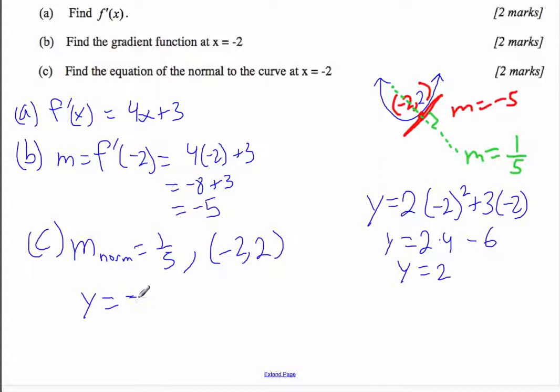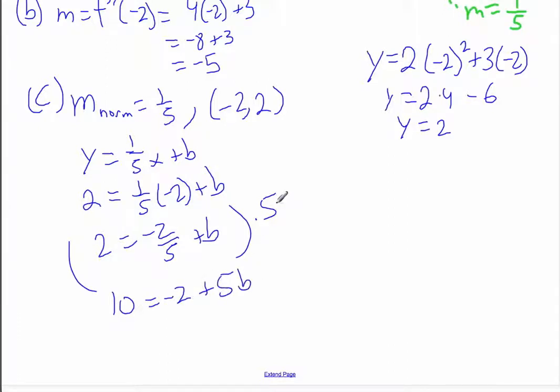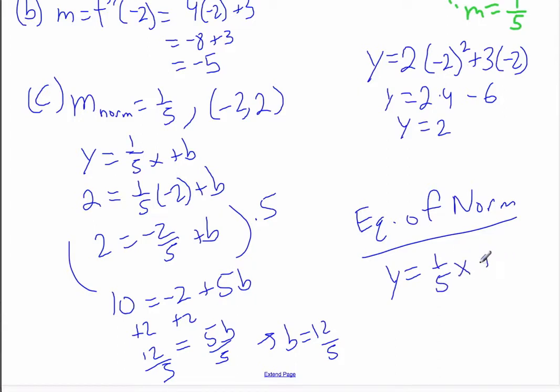It's going to be y equals 1/5 x plus b, and then substitute in a point. That point is the only one we have. So we'll substitute that in and solve for b. So that's going to be 2 equals negative 2/5 plus b. I like to get rid of fractions by multiplying by 5. 10 equals negative 2 plus 5b. Don't forget that 5 times the b. So 12 equals 5b, divided by 5. Okay, b equals 12/5. So the equation of the normal is y equals, the slope is 1/5, and the y-intercept is 12/5.